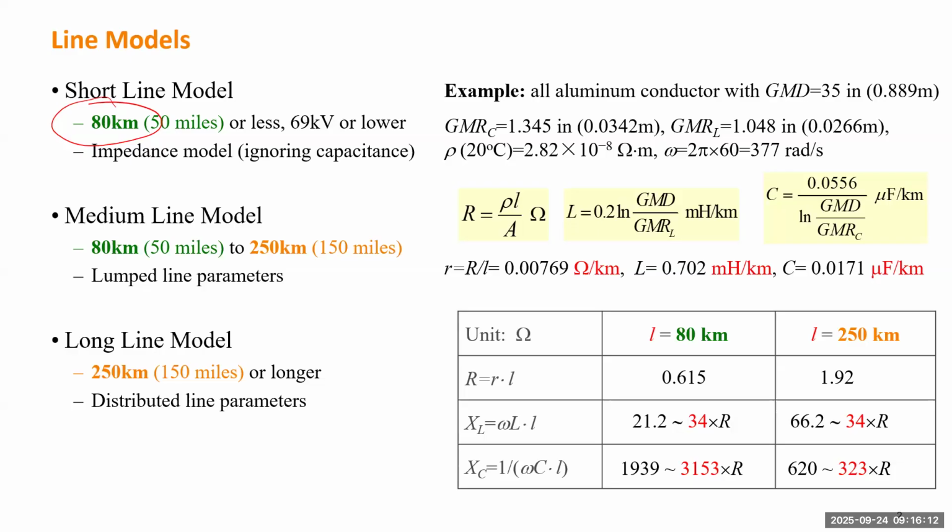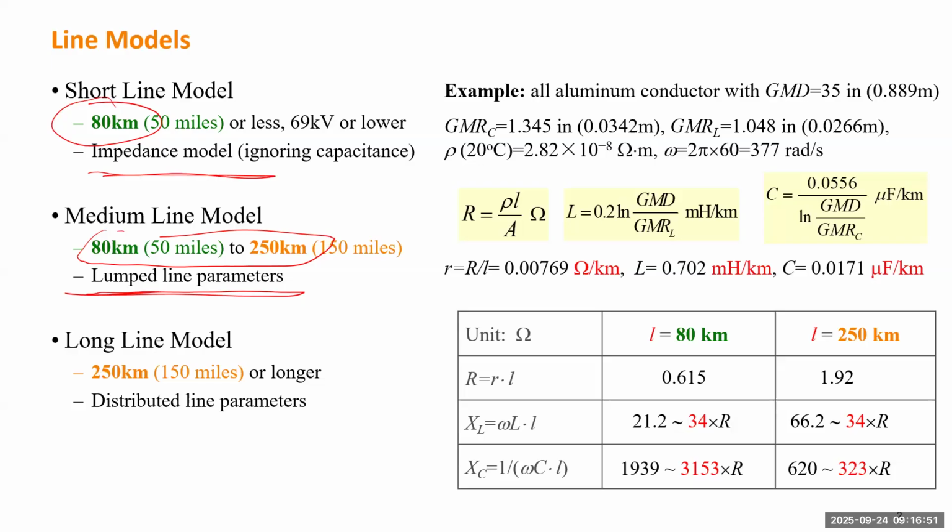For instance, 80 kilometers or 50 miles. Lines shorter than these will be studied as a short line. For a short line, usually you can just take a simple impedance model, and the capacitance or conductance to the ground can be ignored. From 80 to 250 kilometers, so from 50 miles to 150 miles, that is a medium line, so you can take a medium line model. There could be more than one medium line model, but typically we take a model with a pi structure. But anyway, in such models, we can take the lumped line parameter.